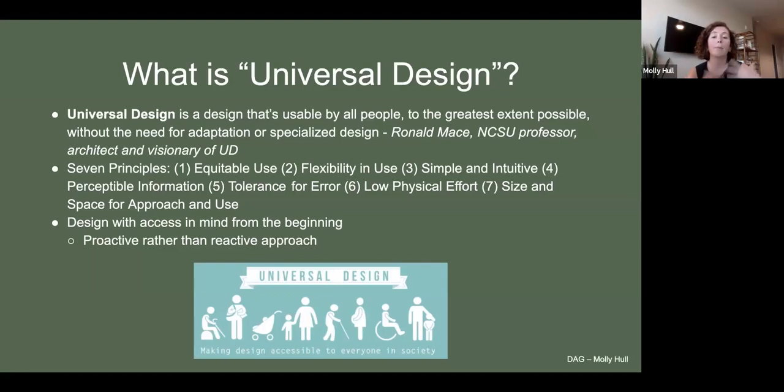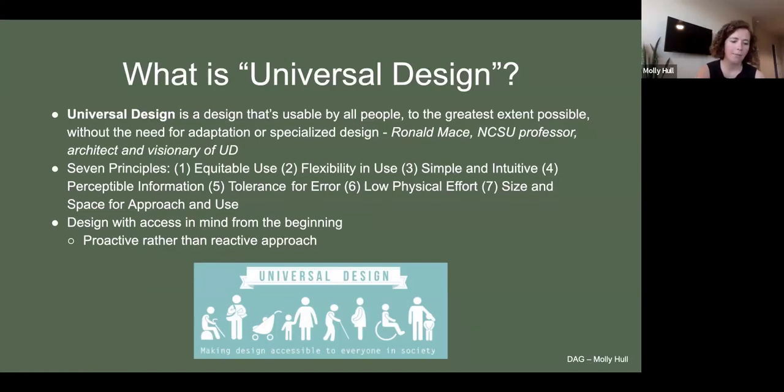So in applying universal design, you are being proactive rather than reactive. You are incorporating accessibility from the beginning rather than tacking it on at the end. You are thinking through who is going to look at my work, interact with my work, and how can I engage them? You are answering those questions and being proactive.